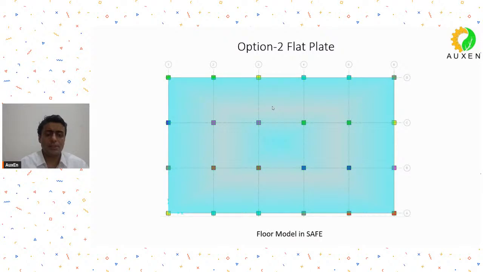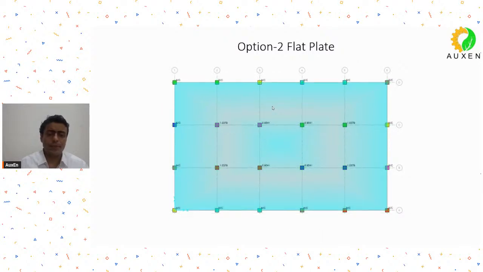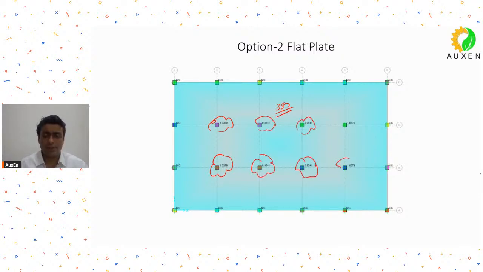This is the floor model in SAFE, and you can see that even with a 350 slab thickness, you can see the punching ratios. This is without drops, so they are almost 0.95. Somewhere they have reached 1.03 as well. In the earlier situation, when I had provided a drop, I was at some 0.75, 0.8 punching ratio. And here I am looking at a 0.95 to 1.03 ratio.